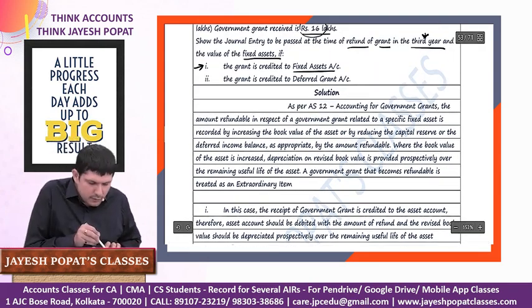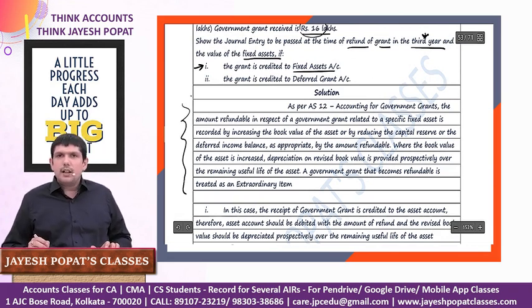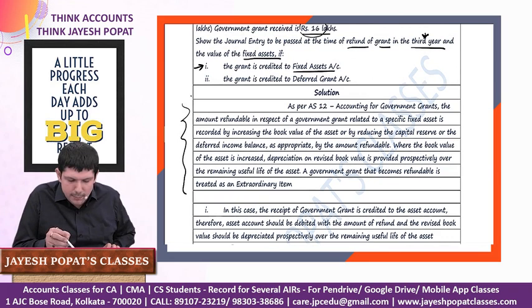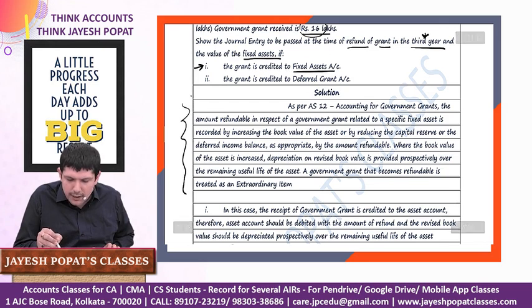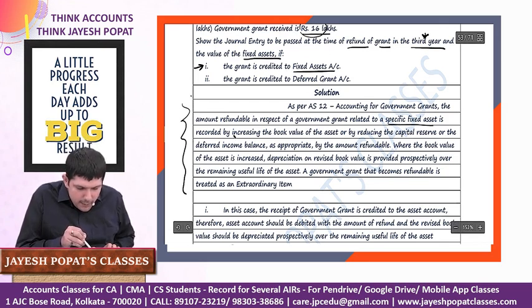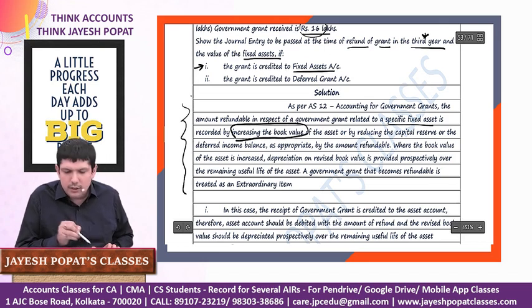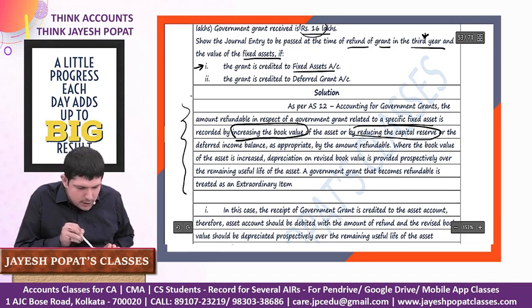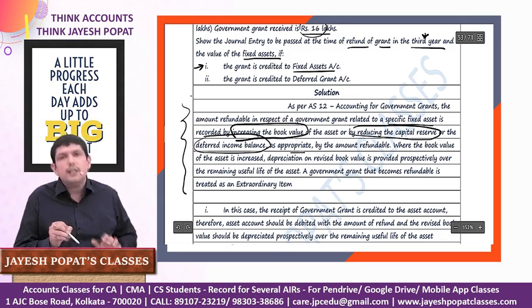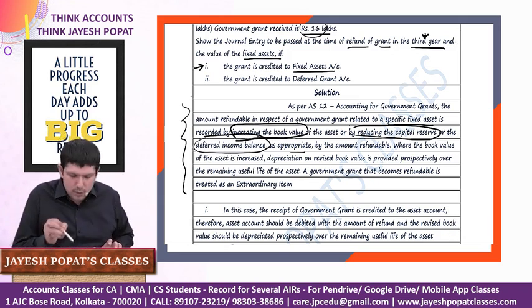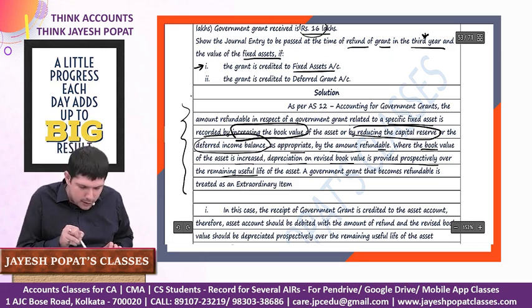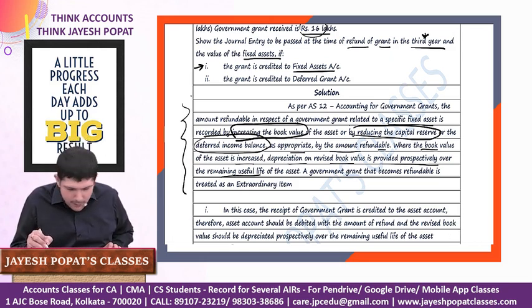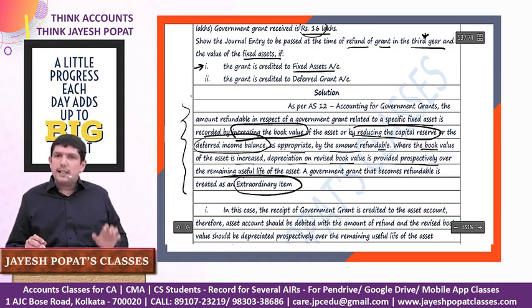You know that we need to first state the particular para from the accounting standard and then deal with the case. So we'll say, as per accounting standard 12, accounting for government grant, the amount refundable in respect of government grant related to specific fixed asset is recorded by increasing the book value of the asset or by reducing the capital reserve or the balance in deferred income, as appropriate. Originally what treatment you did, you need to choose based on that. By the amount refundable, where the book value of the asset is increased, depreciation on revised book value is provided prospectively over the remaining useful life of the asset. A government grant that becomes refundable, very important, is to be treated as an extraordinary item.